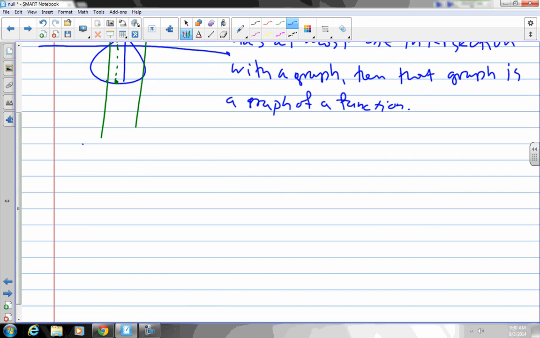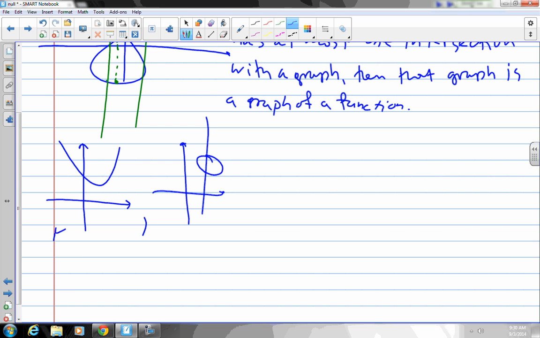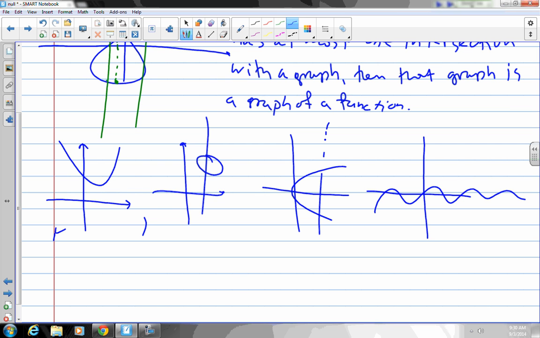Just a few examples. If I give you something like this, is this a function? Yeah, because every vertical line has at most one intersection, so yes. How about a little circle? No, because if you put a vertical line through a circle, it intersects it twice, so it's not a function. How about a sideways parabola? No, because a vertical line intersects it twice. How about whatever this thing is? Yeah, because every line intersects at one point, right?